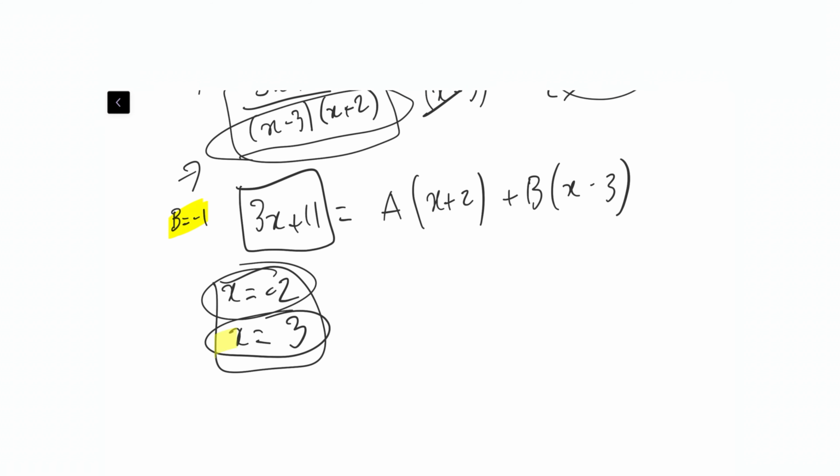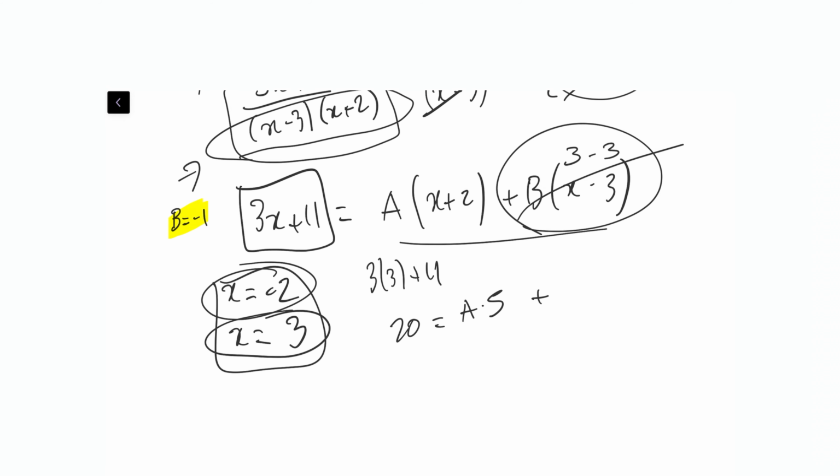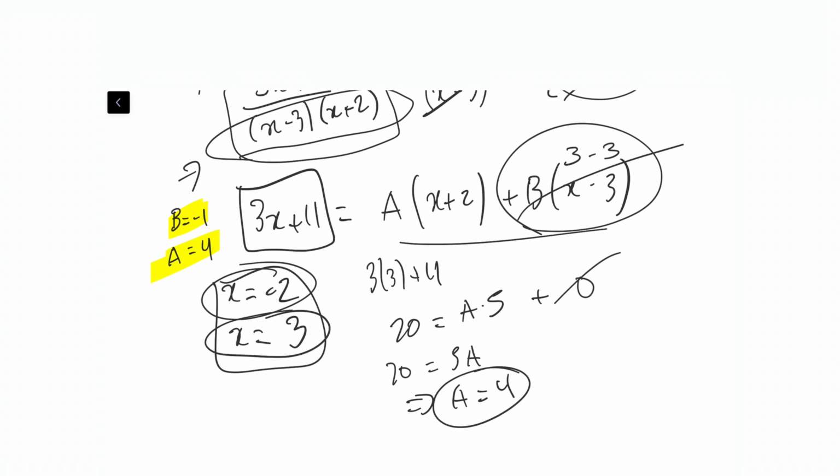Now let's use our second value, x equal to 3. So we would have 3 times 3 plus 11. That is 20, which is equal to the right hand side: A times 5 plus, well, 3 minus 3 in this expression would be just 0. So 20 is equal to 5A, which means A is equal to 4. So we found A. Now we have A equal to 4.